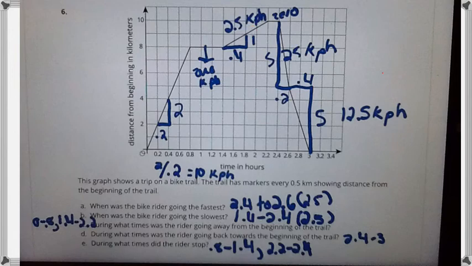And then the next question is, what times was he going back towards the beginning? All the way here is he's going back towards the beginning of the trail. That's 2.4 to 3. And then last, during what times did he stop?